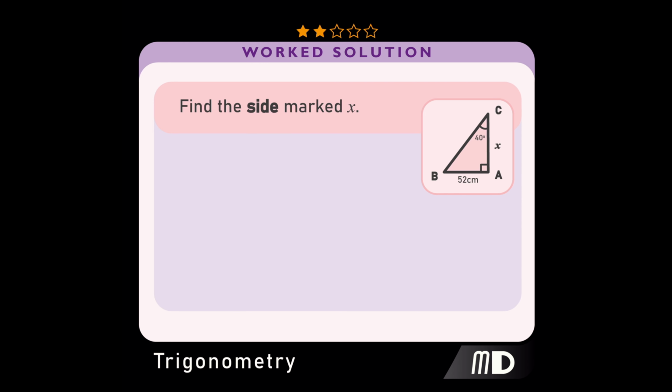Now, in this video, we're going to answer the following question. Find the side marked X. And we've been given a right-angled triangle with an acute angle measuring 40 degrees, a side of length 52 centimeters, and another marked X.